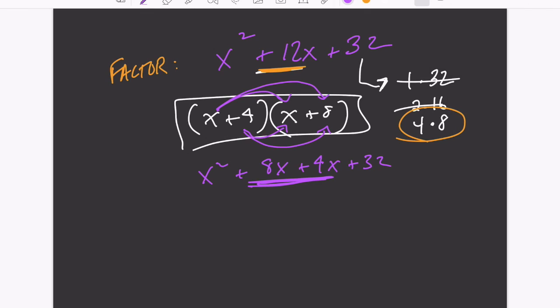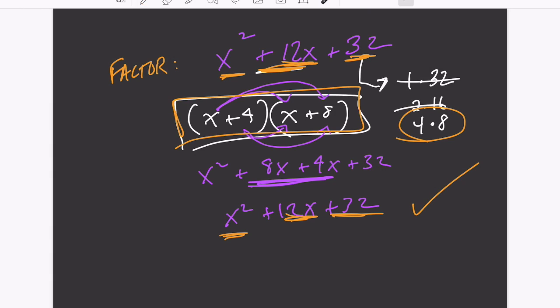Last thing, combine these like terms. So you have 8x plus 4x, that's 12x. So x squared, 12x, 32. You get exactly the same thing you started with because the factors that you chose, x plus 4 and x plus 8, were correct. And that is that. So today we're working backwards from the trinomial using the patterns we remember to get our two binomial factors. And the patterns that you got to focus on are the numbers we're looking for, the 4 and the 8, are going to multiply to get you the 32, and they'll add up to get you the 12.